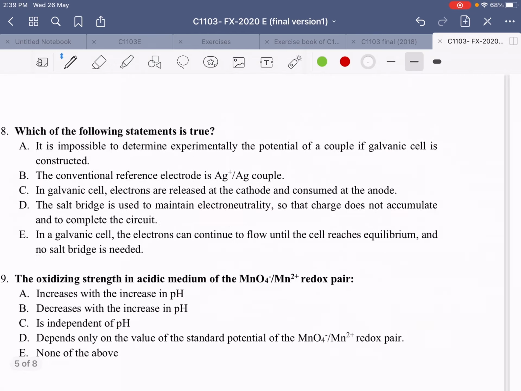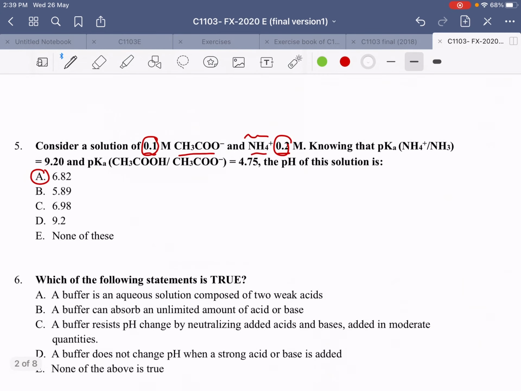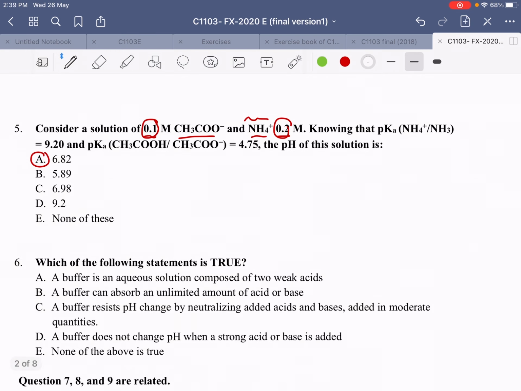نرجع. See the answer? Logic اللي استعملتوه بالأول helps you validate the answer that you get.